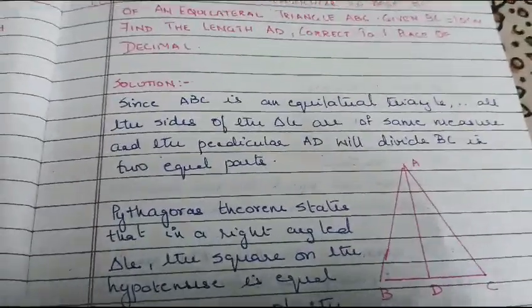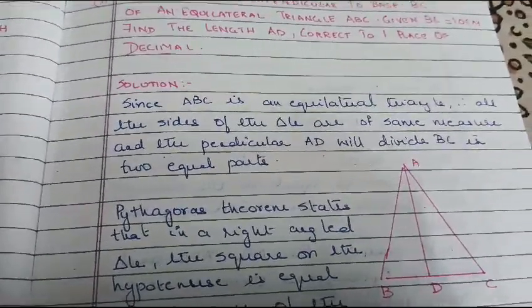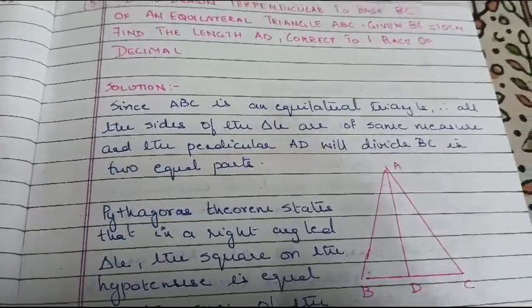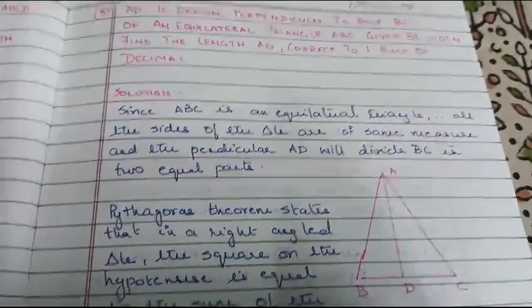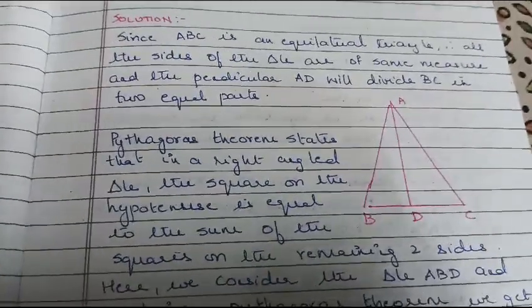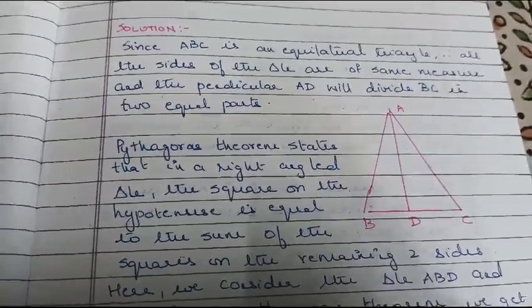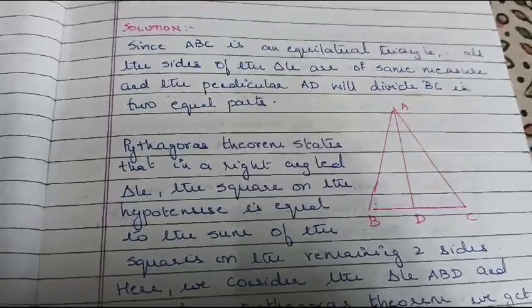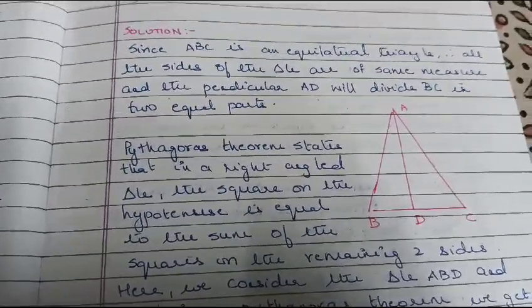Solution. Since ABC is an equilateral triangle, all the sides of the triangle are of the same measure and the perpendicular AD will divide BC into two equal parts. Now I have drawn the figure here, that's ABC, and AD is drawn perpendicular to BC, and AD will divide BC into equal parts, so BD will be equal to 5, DC will be equal to 5.